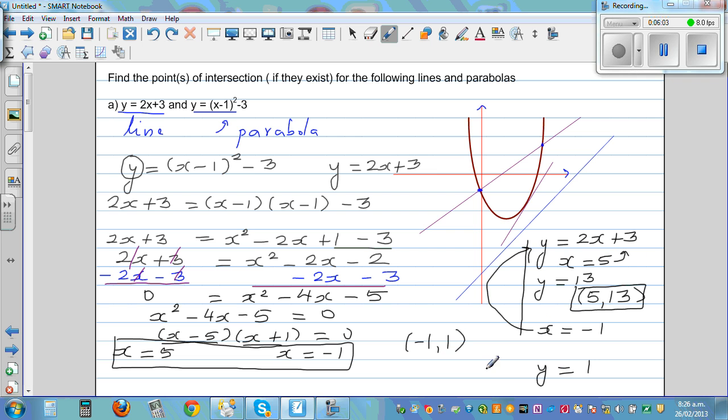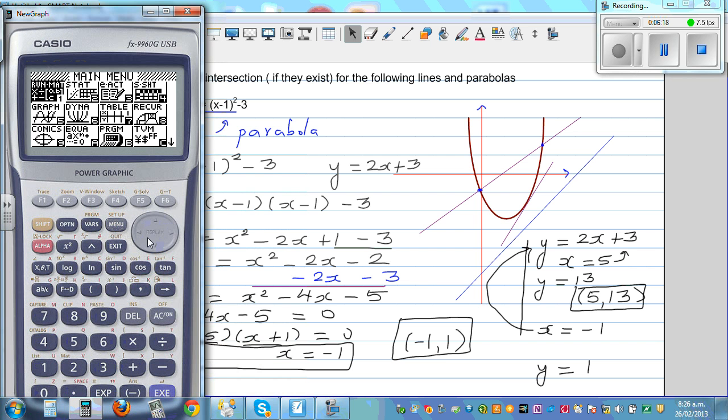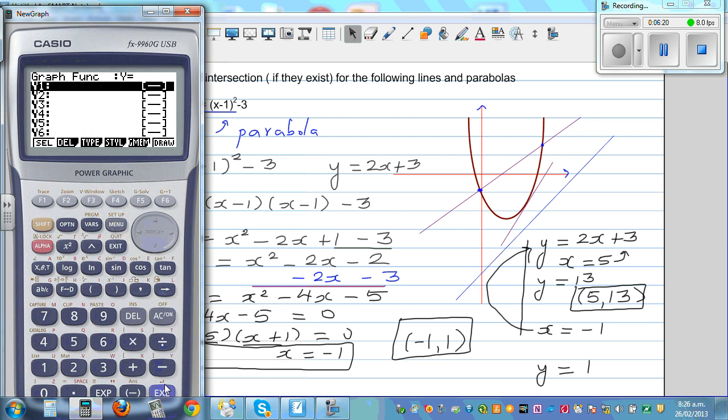So let's check this answer. These are the two points of intersection where this line and this parabola intersect each other. Let's use our graphic calculator. Go to your graph menu and type in the equation 2x plus 3 in y1, and in y2, I'm going to type in x minus 1, the whole squared, minus 3.